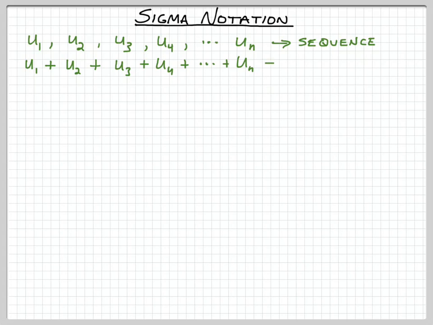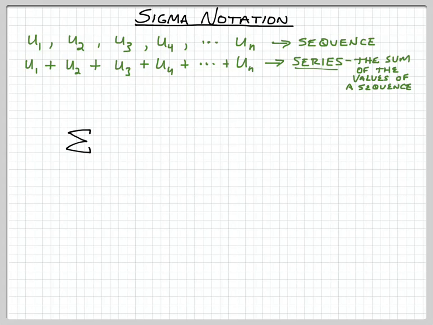up to a certain term number, then we call that a series. So a series is simply the sum of the values of a sequence. That will go from your first term to some other number, or for a set of terms within that sequence. There are a couple different ways to write this, but one way is using sigma notation.